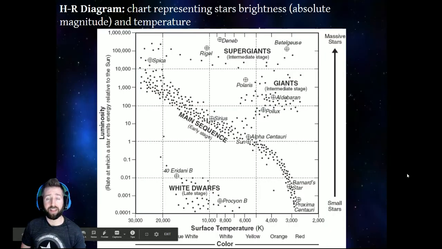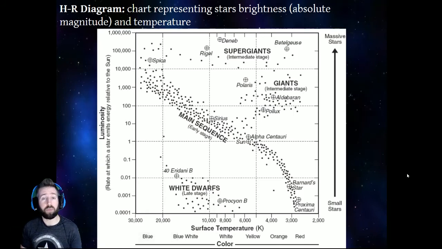All right, and then the last slide, the HR diagram. We've been working with this now for about a week, right? You did the Gizmo on this. There were 2 worksheets. We went over one recently. So the HR diagram is a chart representing stars' brightness and their temperature. And here it says absolute magnitude. What does that mean? Well, absolute magnitude is its actual brightness.